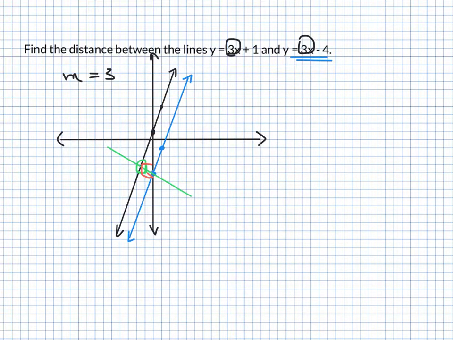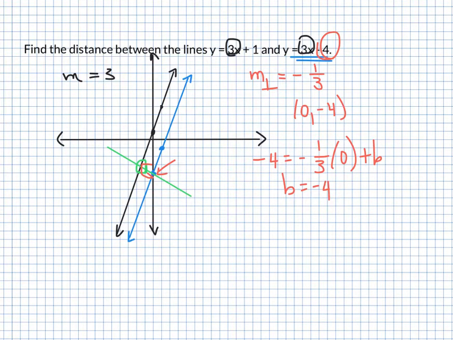Well, the first thing to do is find the slope of the perpendicular. So if the slope was 3, then the slope of the perpendicular is -1/3. Once I know that, I can use one of the points that I need, which is that one, to find the equation of that perpendicular line. So if the point was 0, -4, which is the y-intercept of the second line, then I have that -4 is equal to -1/3 times 0 plus b, which means that b is -4. So the equation of my perpendicular line is y equals -1/3 x minus 4.